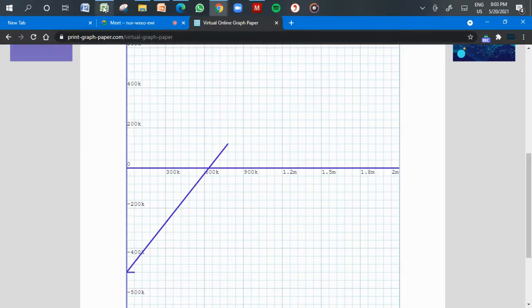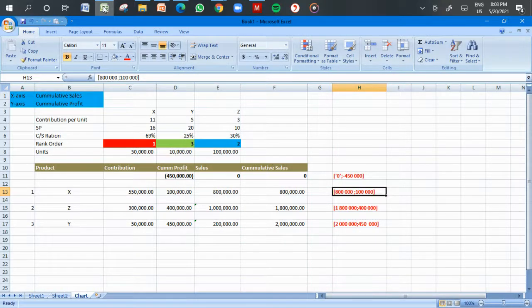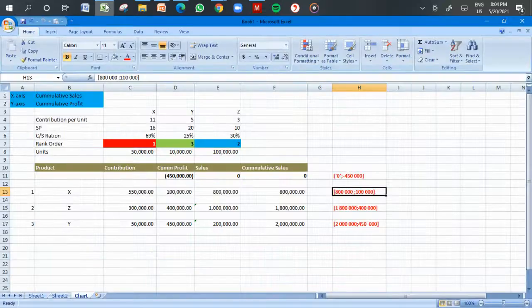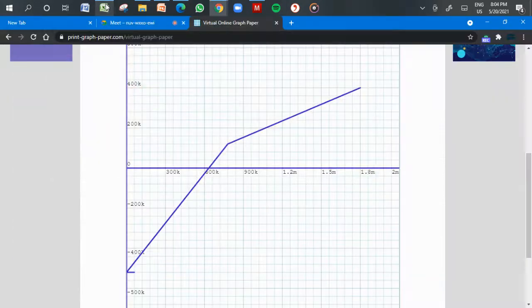Next is what? Next is our 1.8 and 400. This one is simple to read. 1.8 is here and 400 is here, so we just join here. Then lastly, we have 2 and 450.